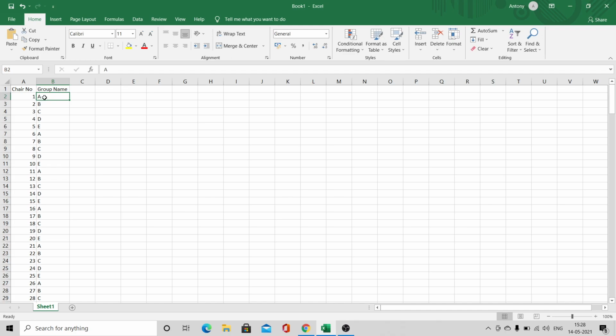Look here. The first is A, second B, C, D, E. So how many values are there? There are actually five different values, right? So let it be 1, 2, 3, 4, 5. These five different values get repeated again and again, right? So these five values get repeated again and again.